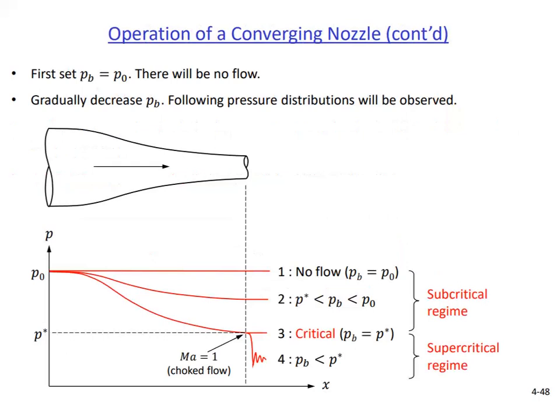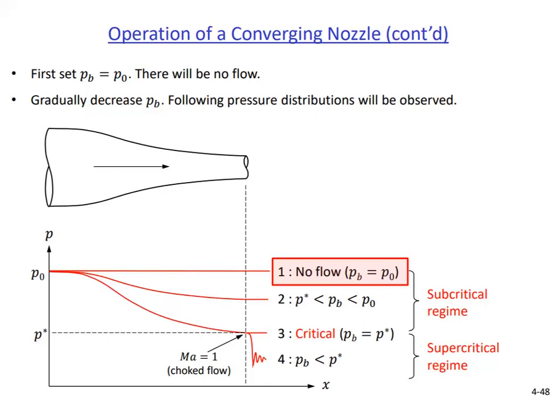In our experiment, we will start by setting the back pressure to be the same as the stagnation pressure. When the pressures of the two reservoirs are equal, there won't be any flow through the nozzle. Then we will operate the vacuum pump to gradually decrease the back pressure and study the variation of pressure inside the duct. What we're going to observe is shown in this pressure variation plot. There are four distinct cases shown with numbers from 1 to 4. Case 1 is the no-flow case, when PB is equal to P0. Pressure is the same everywhere in the duct and velocity is 0.